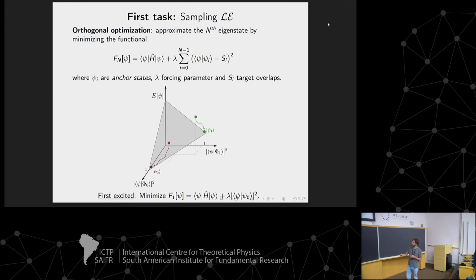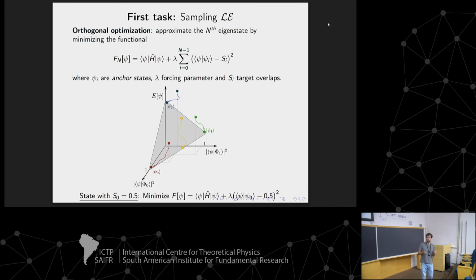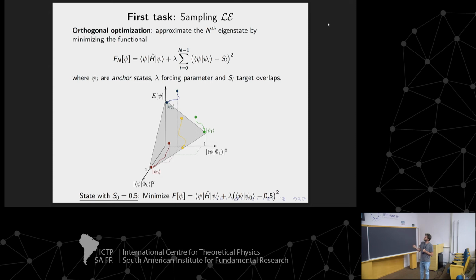If you do that now for the second excited state, we just have to, in addition, minimize the overlap with this wave function approximating the first excited state, and we are going to go down there, right? And with these three points, we have already defined this low energy manifold, right? We can even set, using this term here, target overlaps and generate wave functions along these regions in this low energy space.